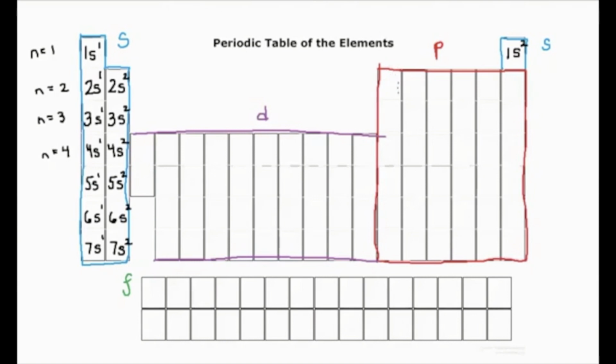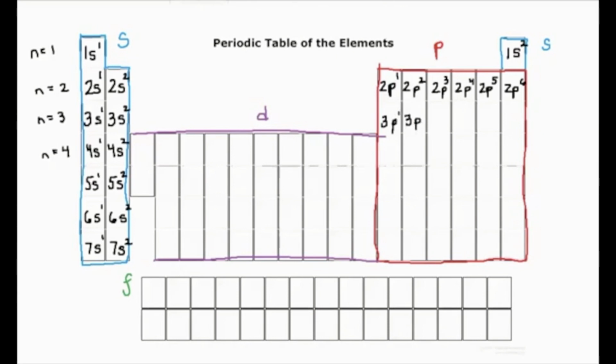Now I'm going to move over to P. When I start here, notice there is no 1p. You start with 2 because I'm in the second principal energy level. So it's going to be 2p. Well, this is my first electron in that subshell, so 2p1, then this will be 2p2, 2p3, 2p4, 2p5, and finally 2p6. The next energy level, 3p1, 3p2, etc. So keep doing that and fill in the rest of this.